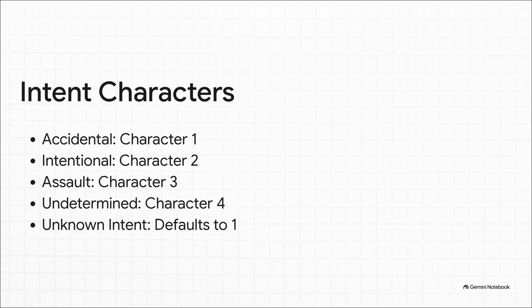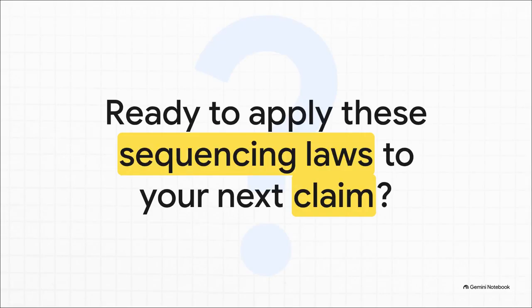And remember, the CMS official guidelines state that if the intent of a poisoning is completely unknown or just unspecified in the documentation, you must default to accidental, so Character 1. You only use undetermined if the medical record explicitly states that the intent absolutely cannot be determined. By mastering Section IC19E, you are protecting your providers from massive denials.